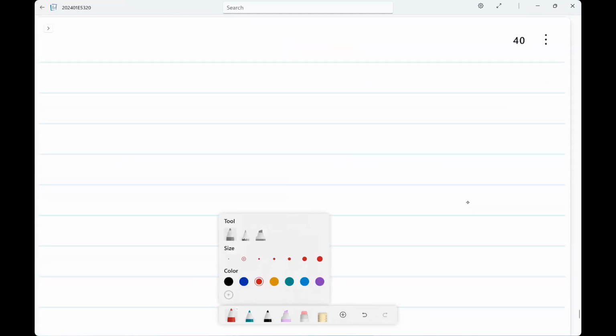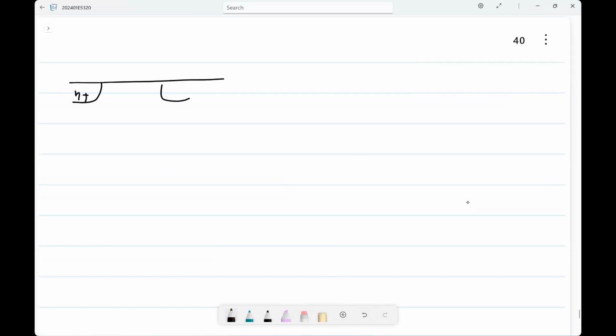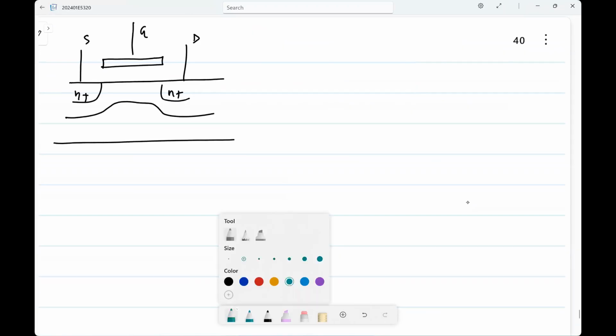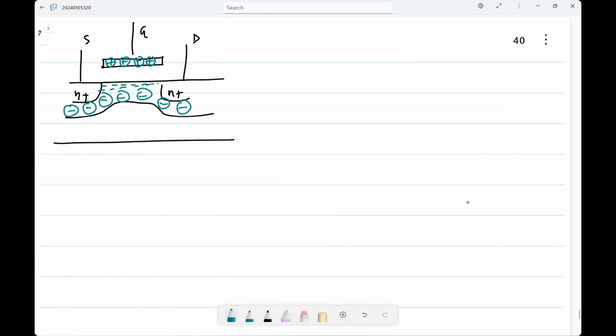Now, it turns out there is, especially in MOS transistors, another important noise phenomenon that comes in. So we know that the charges on the gate are balanced by the inversion layer charges and the depletion layer charges in the substrate.